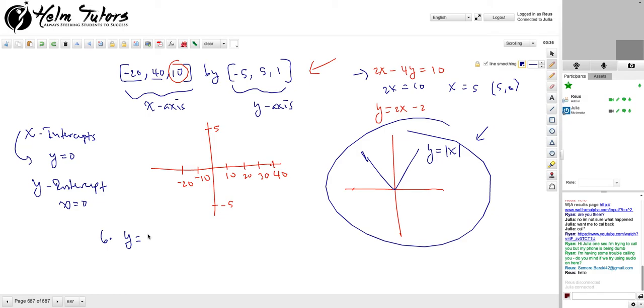Yeah. So the way I'd like you to think of that is it's this V graph I drew shifted to the left by 2. So that would be y equals absolute value of x plus 2. Now, the key thing here is for left and right, it's the opposite. When it's shifted to the left by 2, it's x plus 2. If it were shifted to the right by 2, it would have been y equals absolute value of x minus 2. Does that make sense?